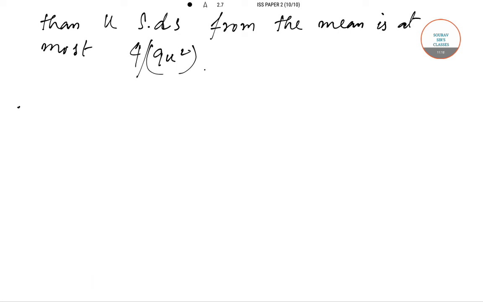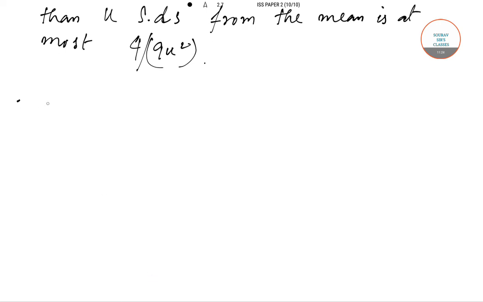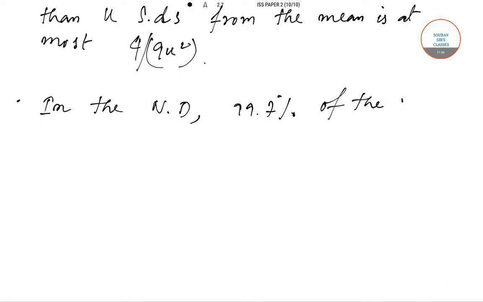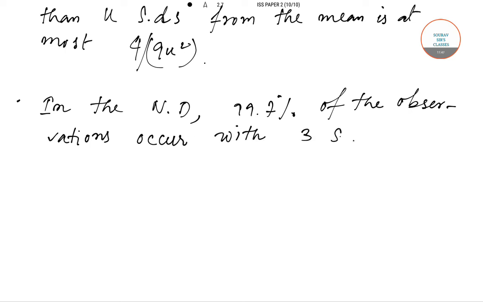And there is another rule that is about normal distribution. It's a very common probability distribution, and in the normal distribution 99.7% of the observations occur within 3 standard deviations of the mean.